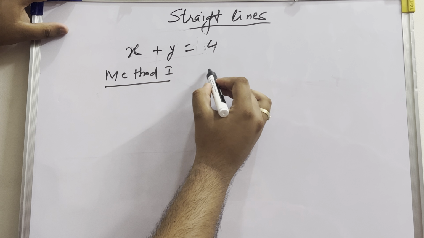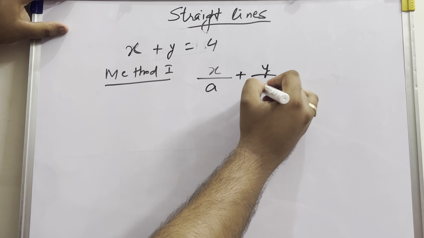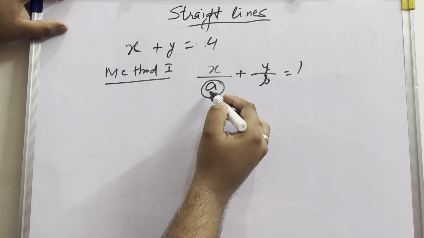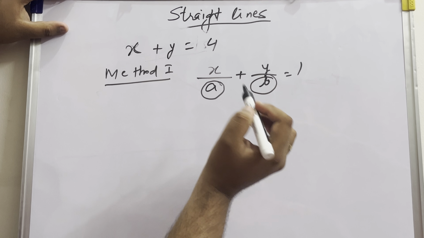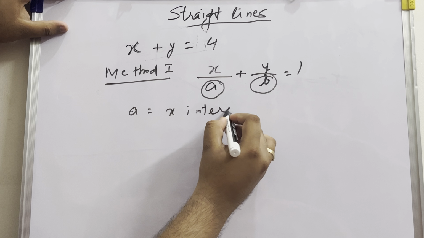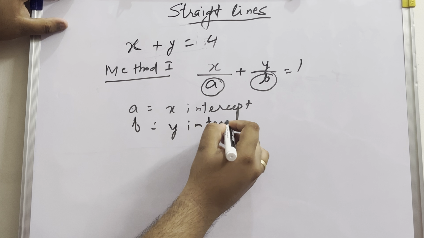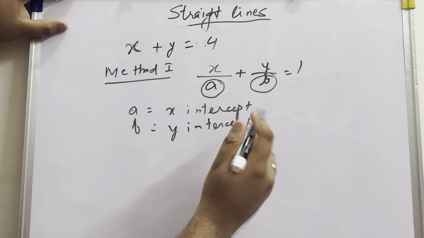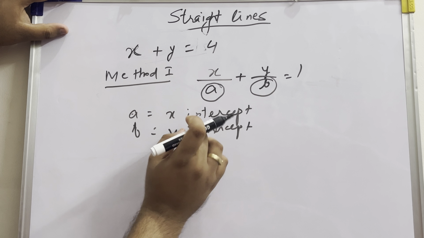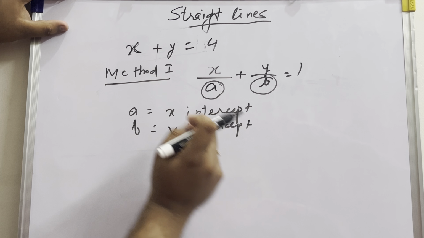What is the intercept form? Basically you have to express a straight line in this format: x by a plus y by b is equal to 1, where a is your x-intercept, I am writing it down, and b is your y-intercept. Don't be worried about what is intercept. Intercept is basically the points at which it cuts the respective axis. So x-intercept means where it cuts on the x-axis, y-intercept is where it cuts on the y-axis.